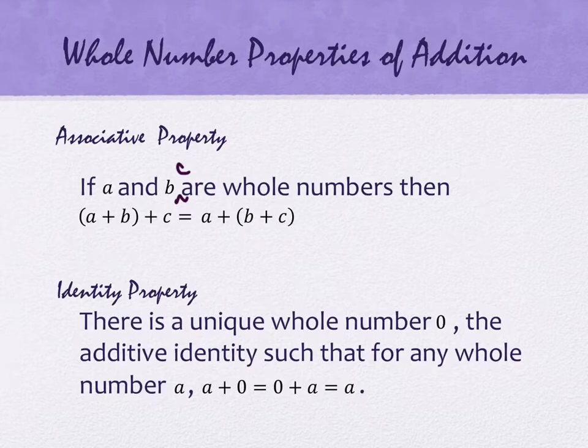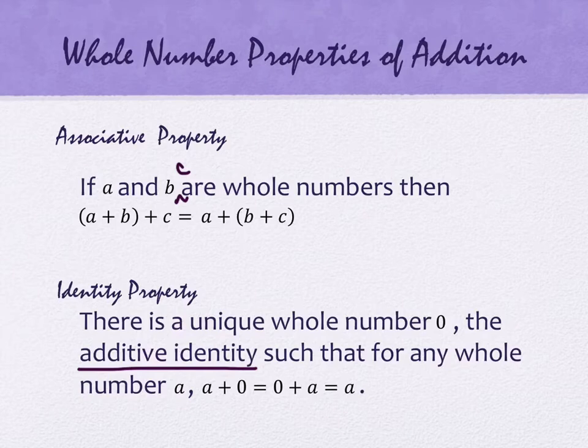And then the last property is the identity property. The identity property says that there's a unique whole number, and it's 0. 0 is called the additive identity. So if I talk about the additive identity, I'm talking about the number 0. If I talk about the identity property, I'm talking about the fact that this 0 thing exists, such that for any whole number, A plus 0 is equal to 0 plus A is equal to A. Okay?